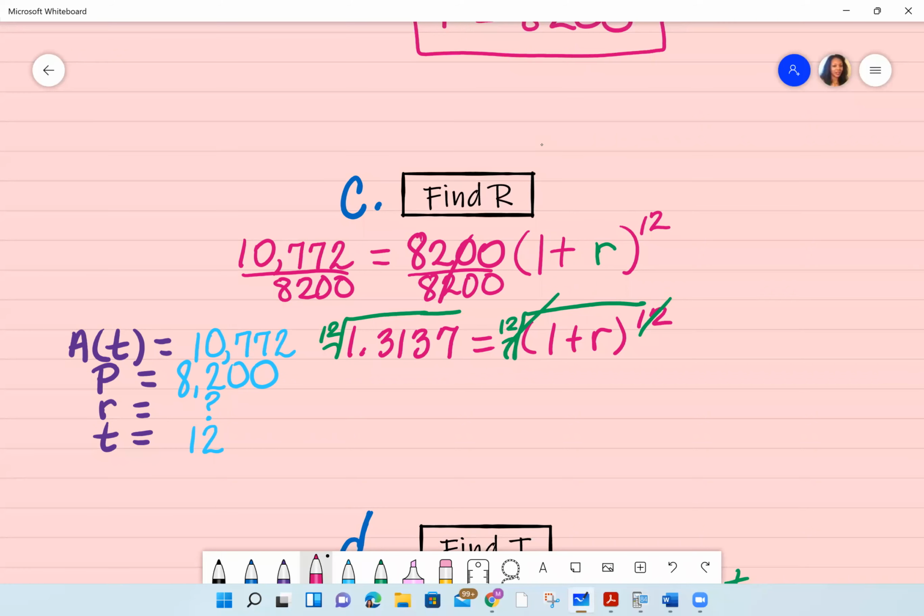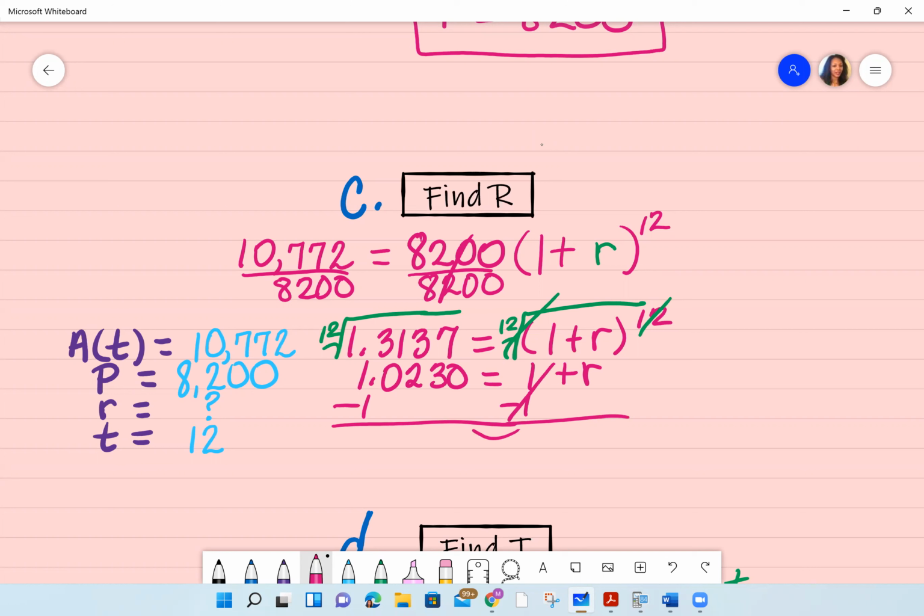So the 12th root of this number is 1.0230. And now that I've gotten rid of the radical on this side, I just have 1 plus r, the square, the 12th power. I just have 1 plus r. And now I want to subtract 1 on both sides. And when I do that, I end up with r.